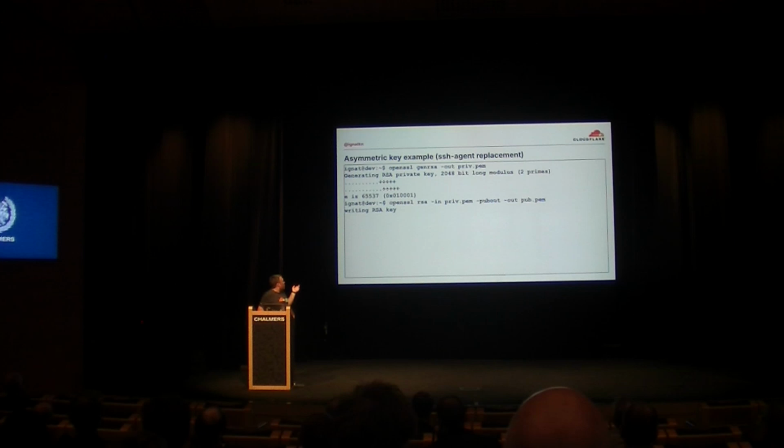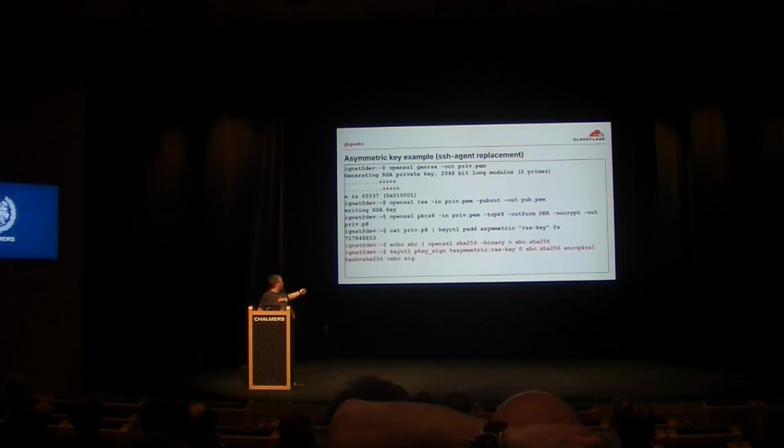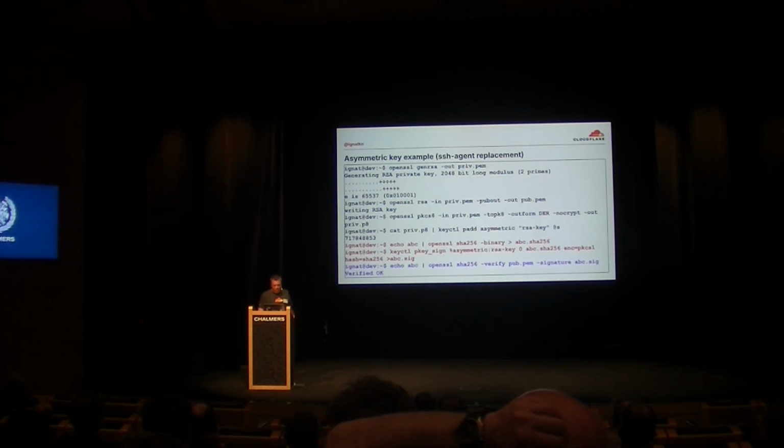You can generate a private RSA key. You need to convert it to PKCS8 format, because this is how the kernel understands it. Then you can push it to the kernel and basically use it to sign some data. I can show here that with OpenSSL I can actually verify the signature.